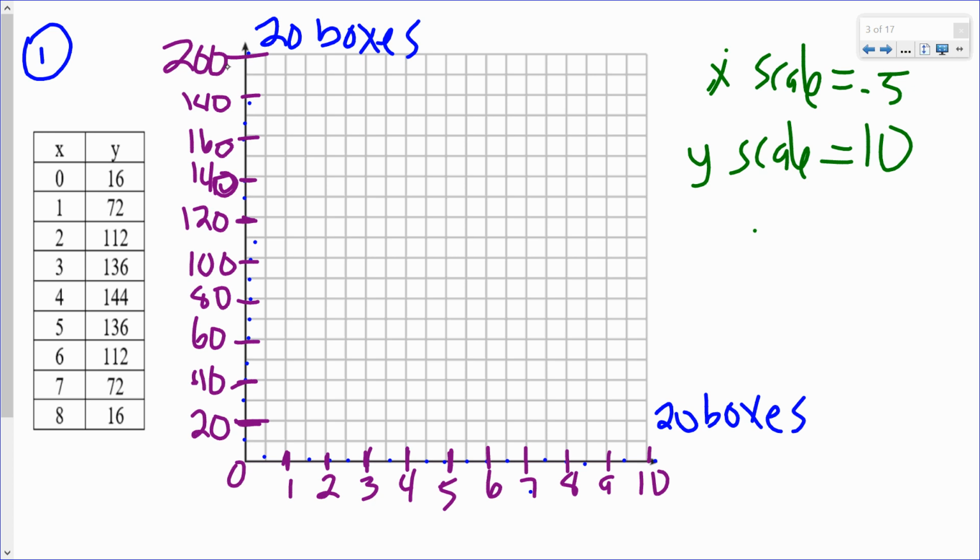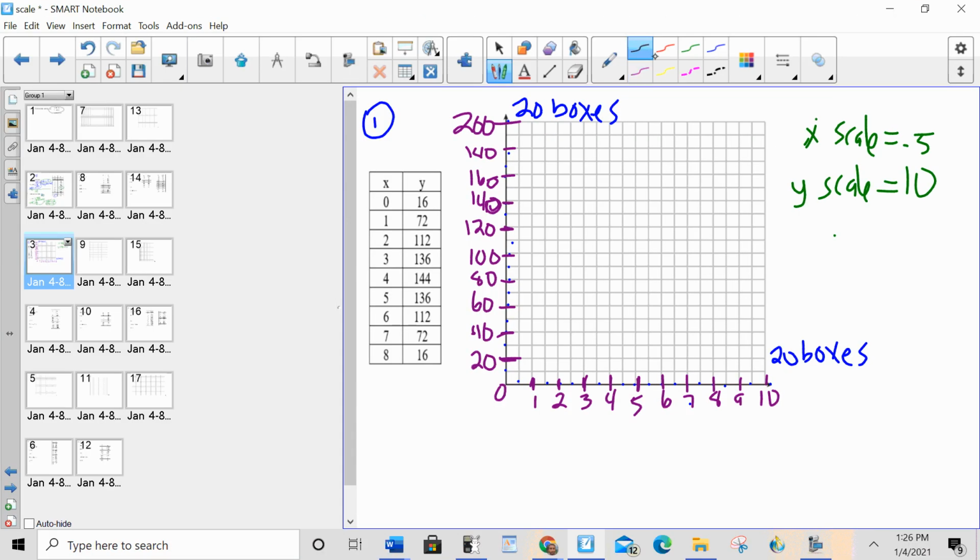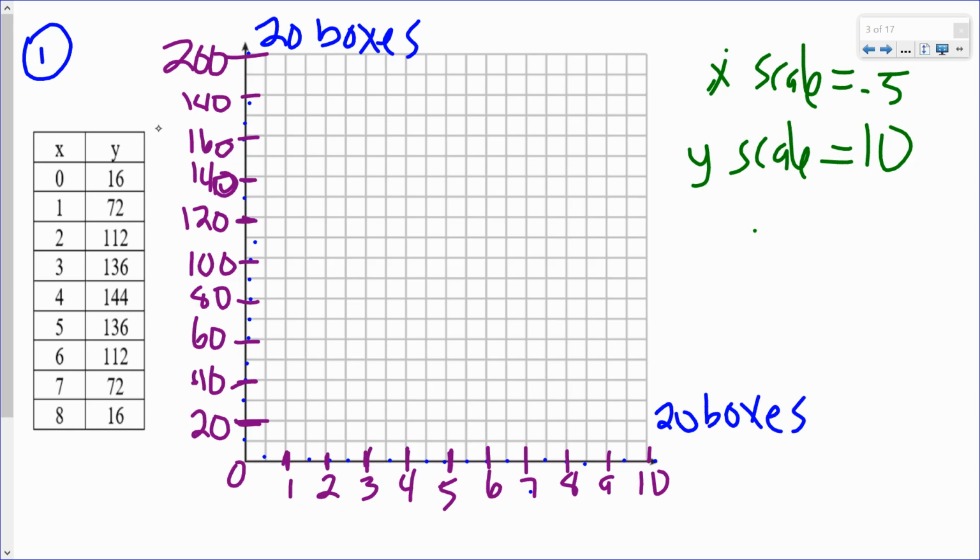Now that I have that, I just need to plot the points. They're not going to fall perfectly, and understand that that's okay. 0, 16. Well, 16 is between 10 and 20, so I'm just going to put a dot between 10 and 20. 1, 72, that's a little bit bigger than 70, so I'm going to put it a little bit past 70. 2, 112 is a little bit past 110, so I'm going to put a dot a little bit past 110. You won't be able to differentiate between 111 and 112 in the graph, for example, and that's fine. It just has to be in between the appropriate 2 boxes.